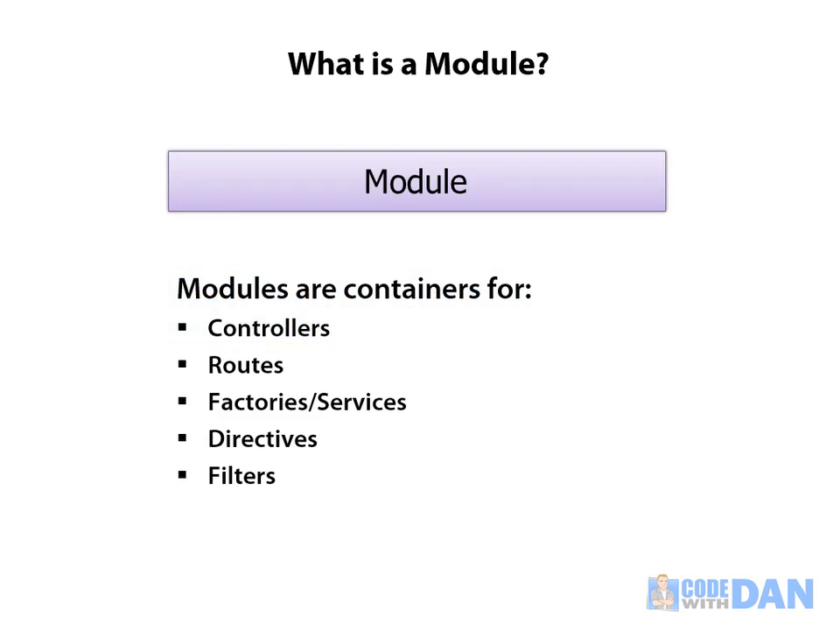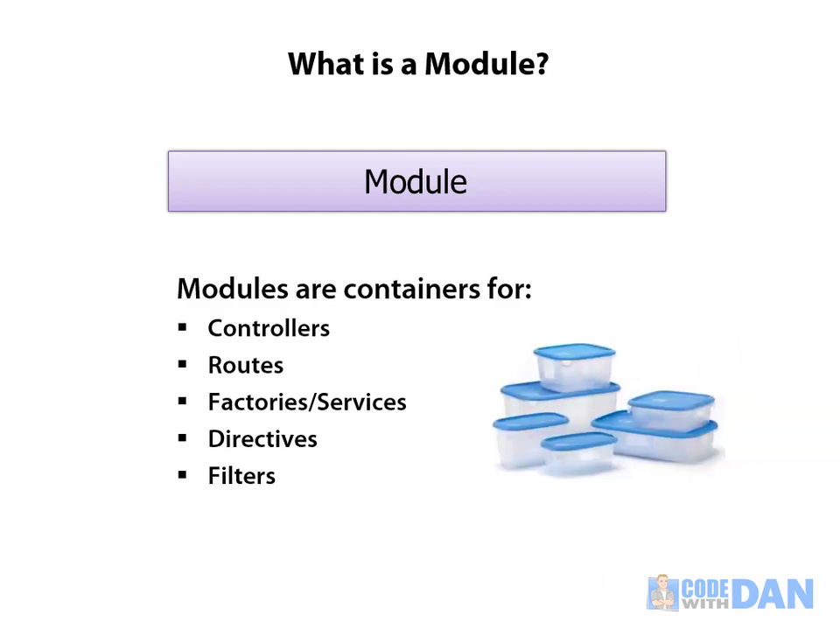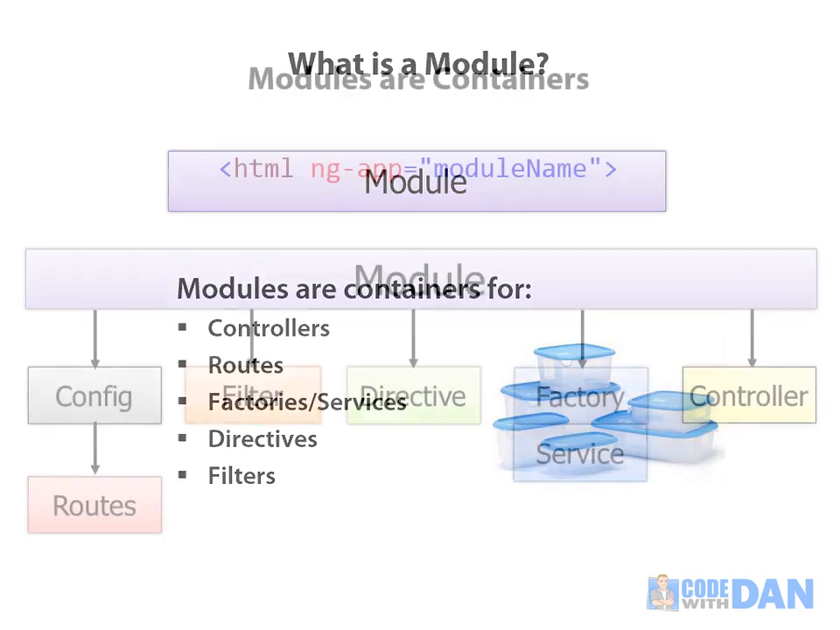Now, earlier in the course, you saw that a module really is just a container for a lot of different things. One of those is controllers, but we can also define routes and factories and services, directives, filters, and even more. So I like to think of modules as Tupperware containers or bins or whatever you'd like to think of as a general container that can hold things. Now, what's nice about this is by putting these different items like controllers and routes into a module, we're going to pull them out of the global scope.